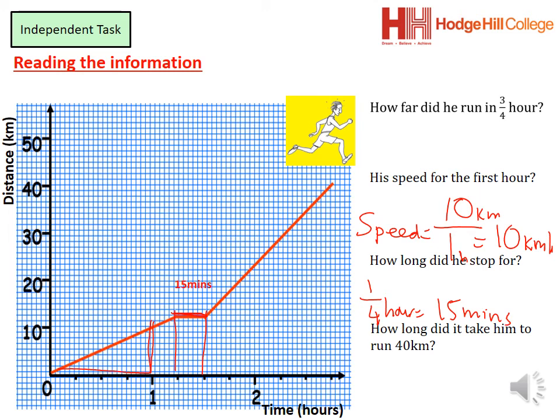Okay, and it says how long did it take him to run the whole 40 kilometers. So if you go across to 40 and then read it off to the bottom, because that is the time, you will see it takes him 2 and 3/4 hours, which is the same as 2 hours and 45 minutes.